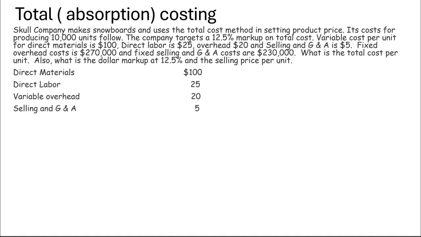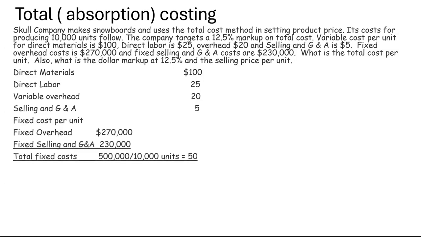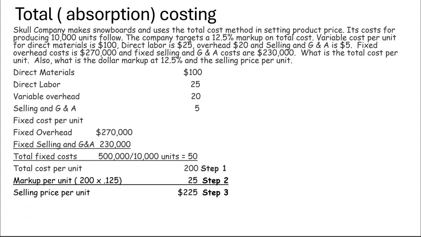So the first thing we do is add up all our variable costs, and then we take our fixed cost divided by the number of units we're going to produce, so we get an average cost per unit. As you know, we're not supposed to look at it like this, but we are for this example. And that tells us our total cost per unit. That's step one. Then we're going to take it times the 12.5%. That tells us the markup. And then we have our selling price of $225.